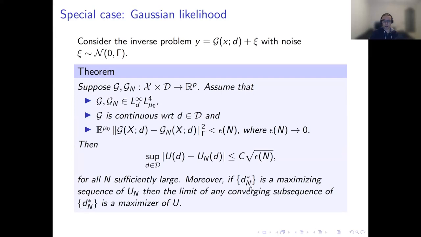Moreover, if d_n star is the maximizing sequence for U, then any accumulation point is a maximizer of U. So this is already quite a practical result, in the sense that it says that this expected information gain is robust in terms of perturbations with surrogate models. So now the next step is, of course, to find good surrogate models for any problems that you are dealing with.